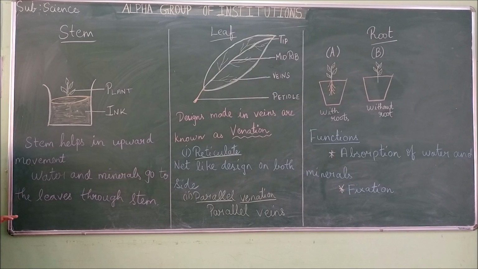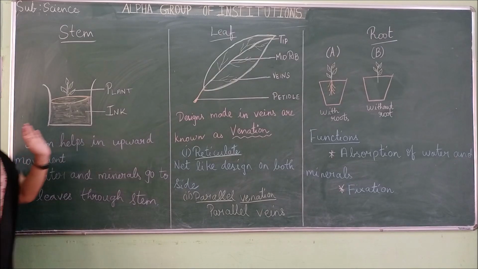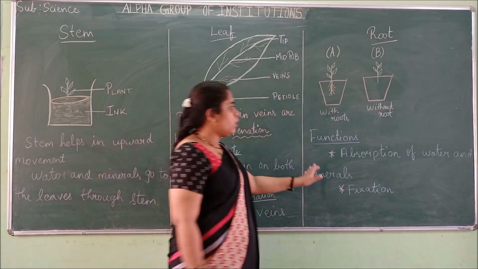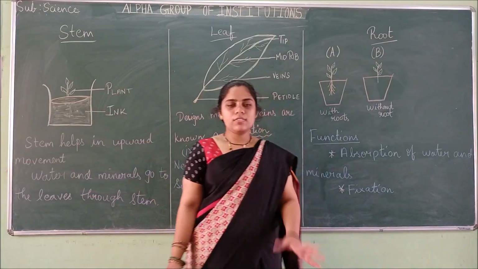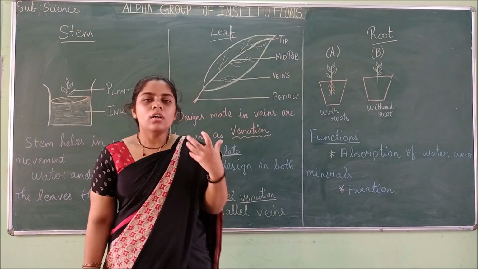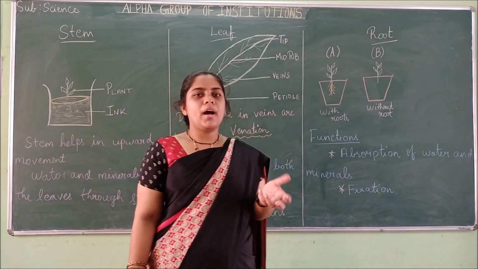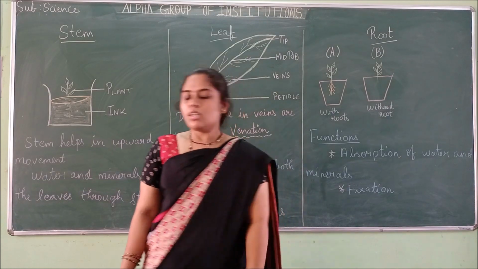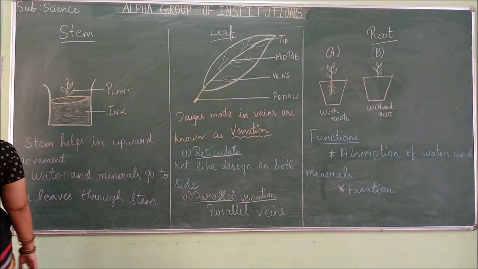Now we are going to see the important parts, that is the stem, the leaf and the roots. These three parts we are going to see in detail. What are the functions? We are going to do an activity for each part and learn their functions. So we will see the stem first.